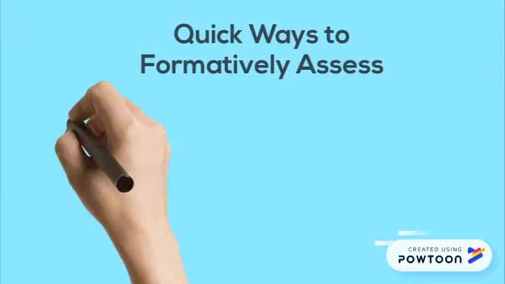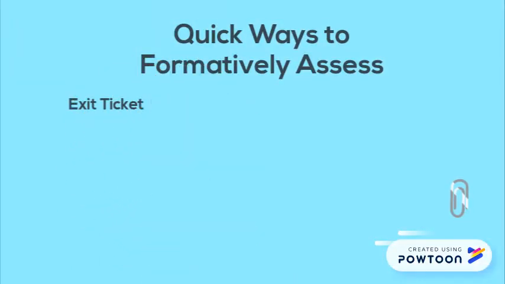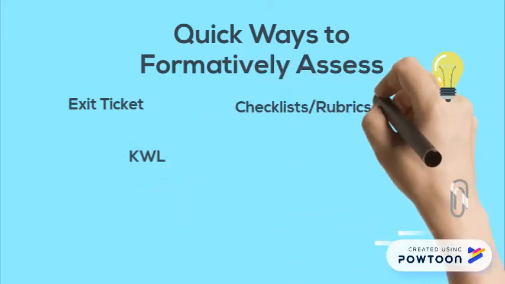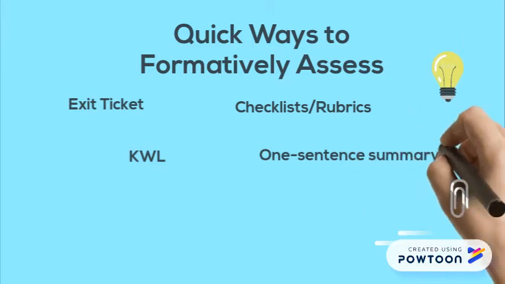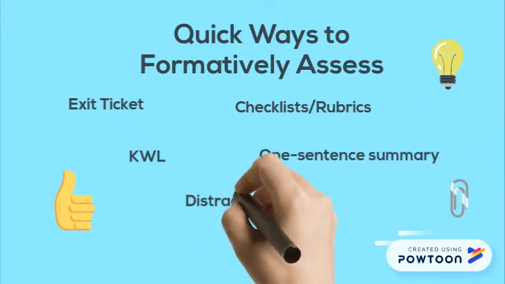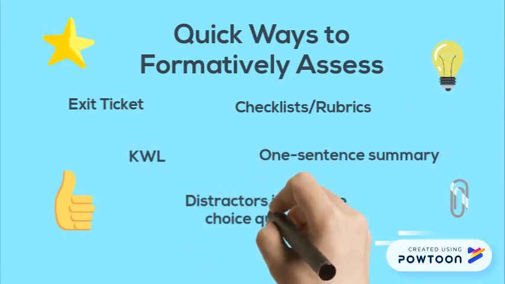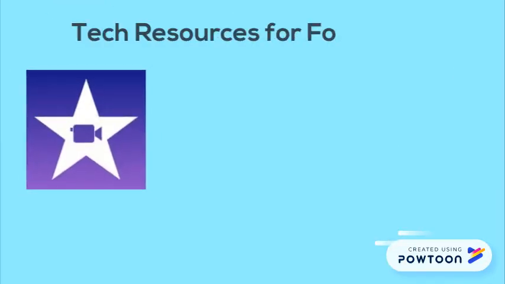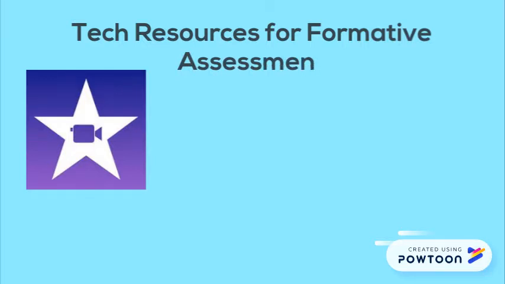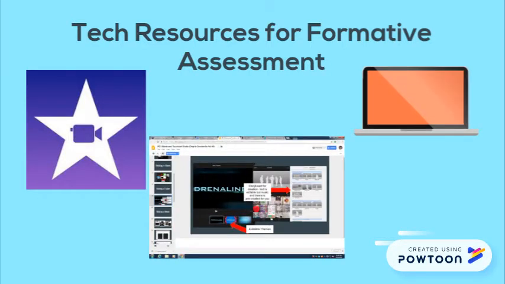Here are some quick assessment methods. Use an exit ticket, KWLs, checklists and rubrics, one-sentence summaries, or even distractors in multiple choice questions. There are a lot of quick, fun, and free or cheap methods of formative assessment. iMovie and iMovie Trailer are fun ways to check for students' depth of understanding.